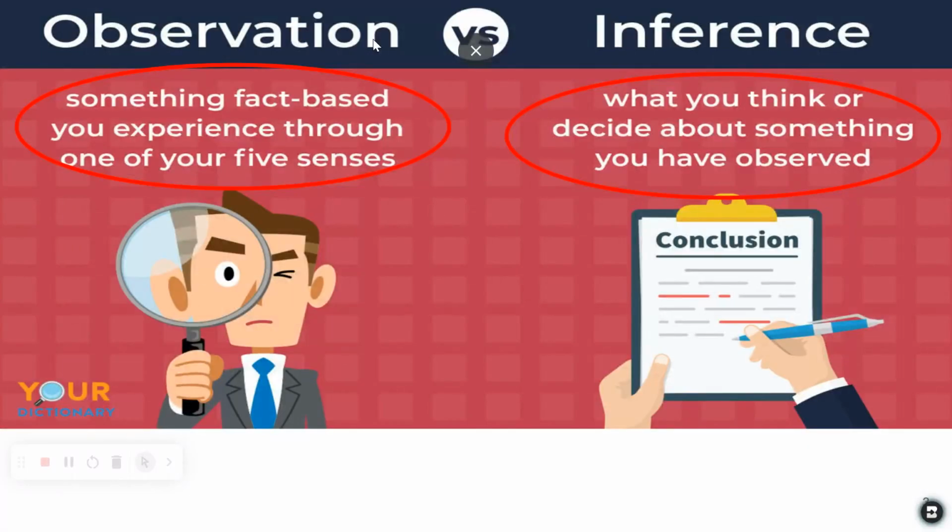In order to write a CER, we need evidence, and in order to figure out what's evidence, we need to look at the difference between an observation and an inference. An observation is something fact-based you experience through one of your 5 senses: sight, sound, smell, touch, and taste. An inference is what you think happened based off of what you observe.